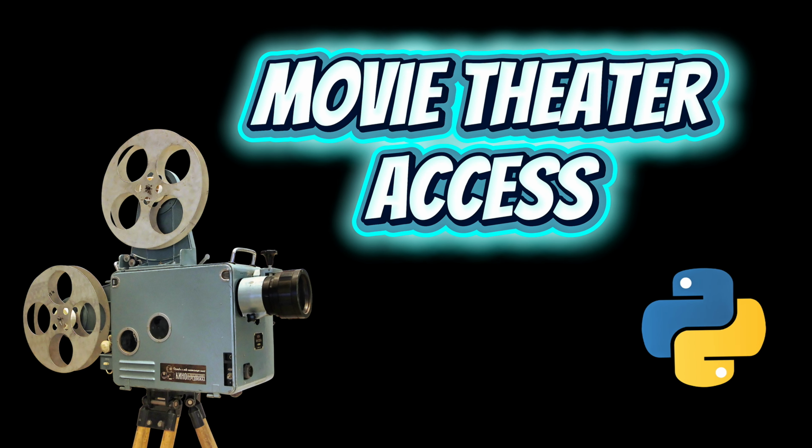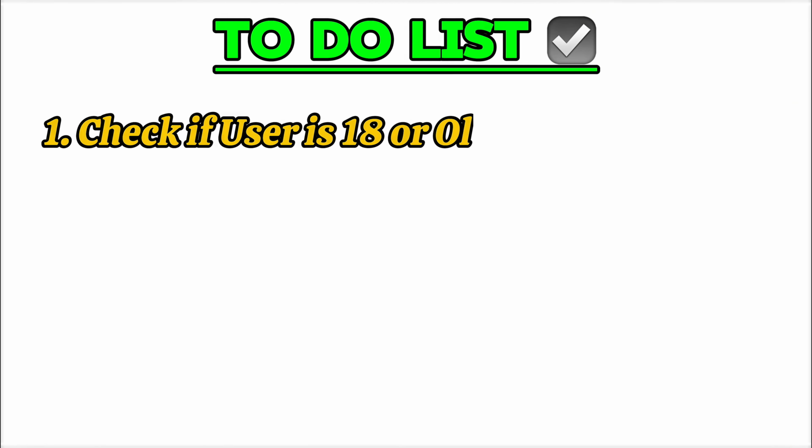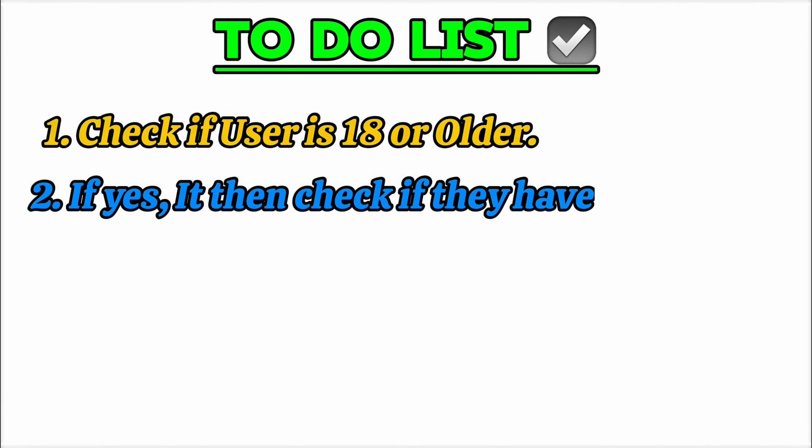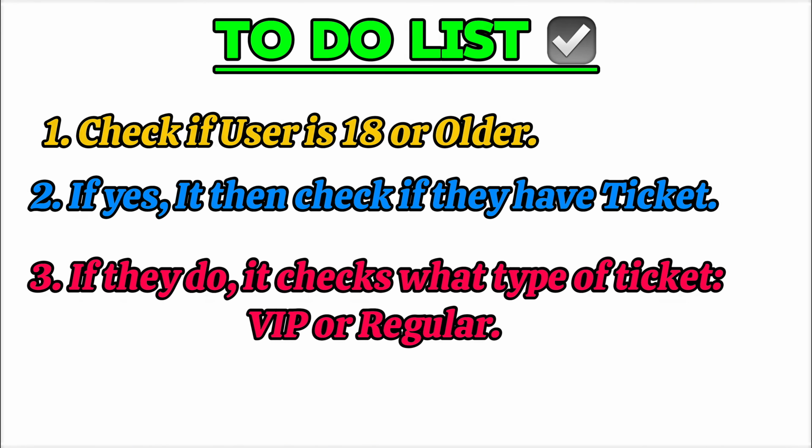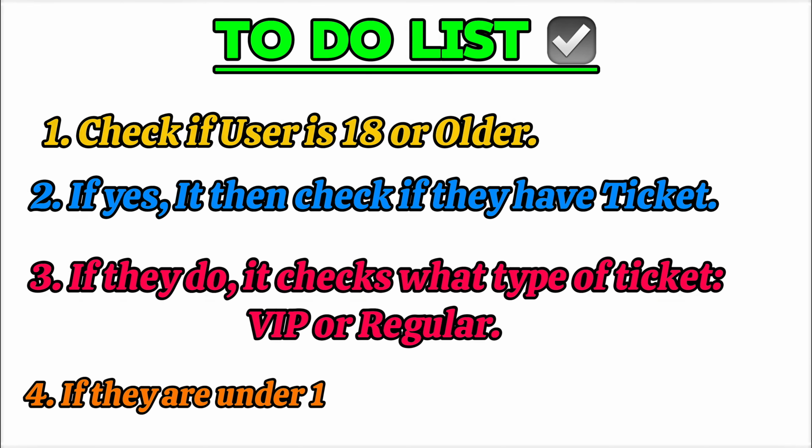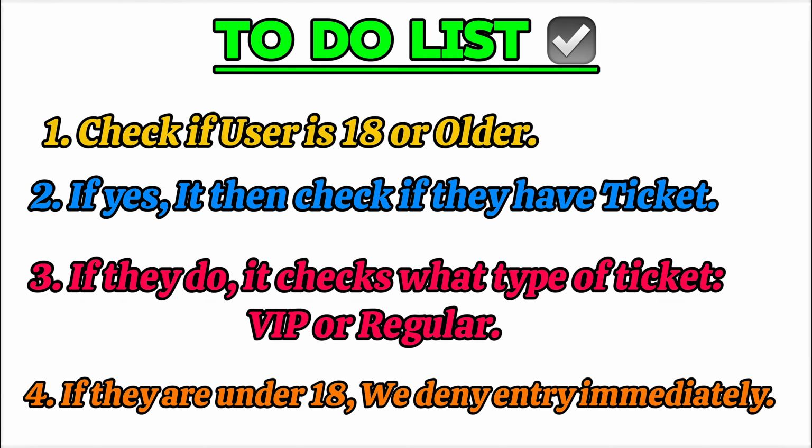Just like I said earlier, let's say we are building a movie theater access program where we'll be checking if someone is 18 or older. If yes, then we'll check if they have a ticket. And if they do, we'll check what type of ticket they have. Maybe it is VIP or regular ticket. And if they are under 18, we'll deny entry access immediately.